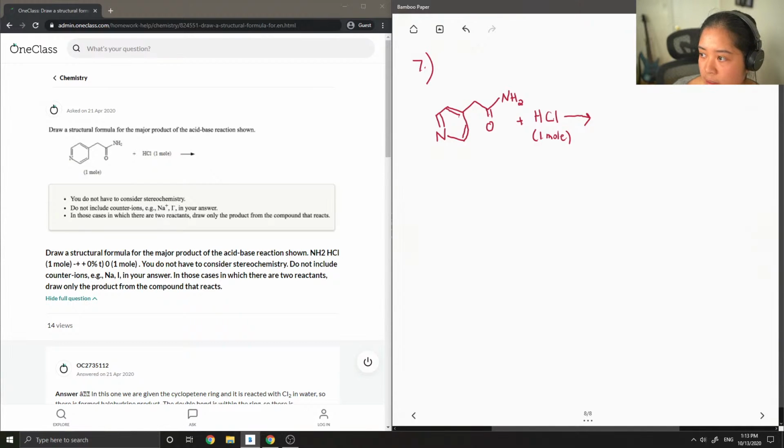So our base is this large molecule. Our acid is hydrochloric acid. And with acids and bases, the acid is the proton donor and the base is the proton acceptor. So basically we have 2 nitrogens on this molecule and each of them can act as a base, but since there's only 1 mole of HCl, we want to find out which one of these nitrogens will successfully take that proton. So which of these nitrogens is more basic? I'm just going to write that down.